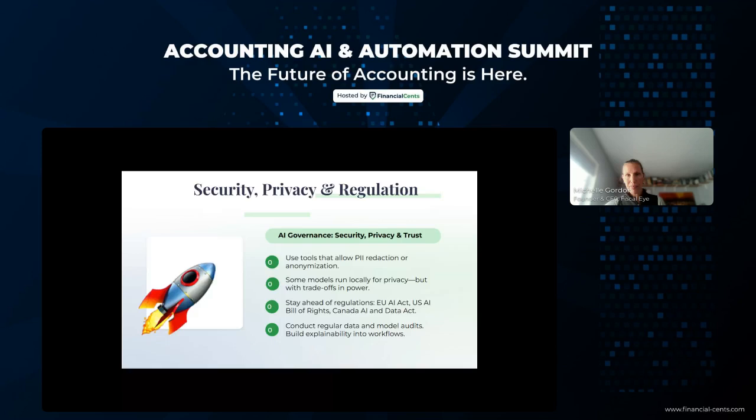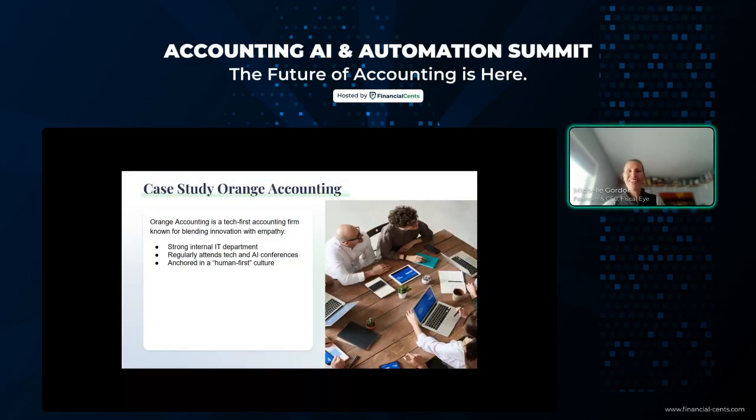Okay, now let's dive into the case study and see the 6-step implementation strategy in action. Let me introduce you to Orange Accounting, a forward-thinking accounting firm that's actively exploring the future of finance.